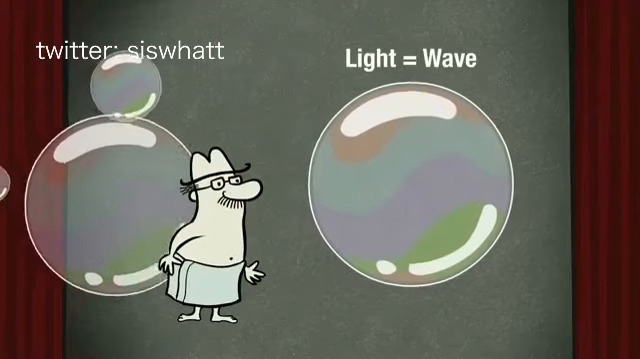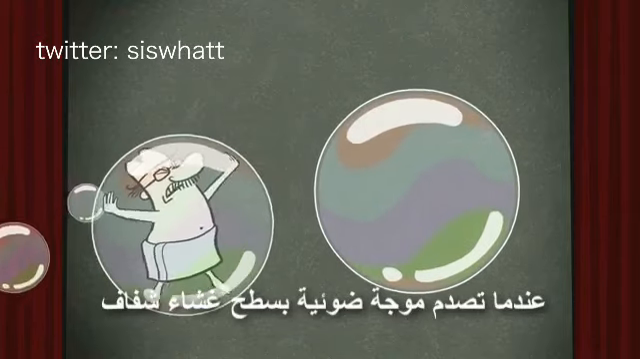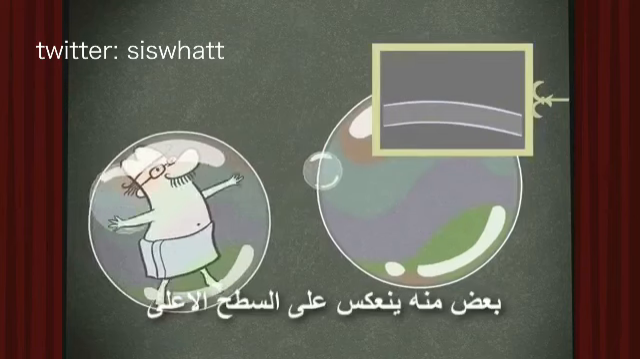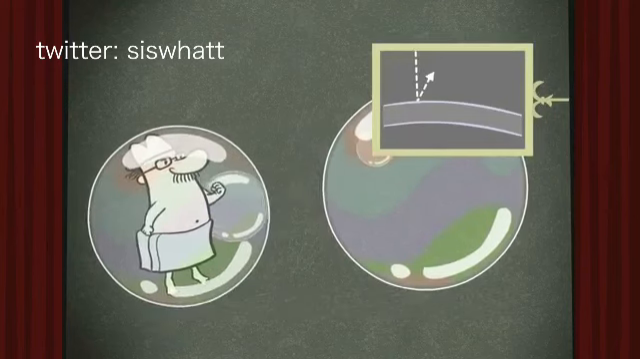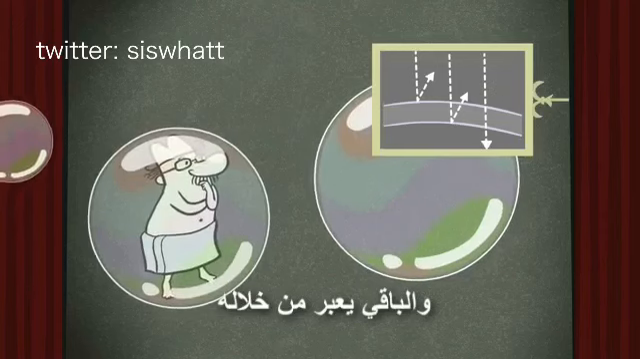Light is a wave, and different color light waves have different wavelengths. When a light wave hits the surface of a translucent film, some of it is reflected off the upper surface, some is reflected off the bottom surface, and the rest passes right through.